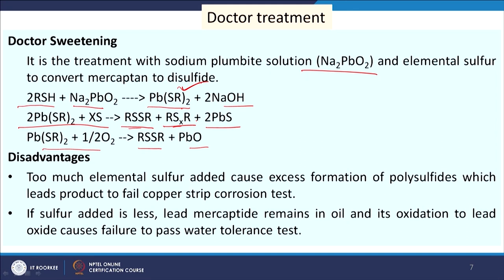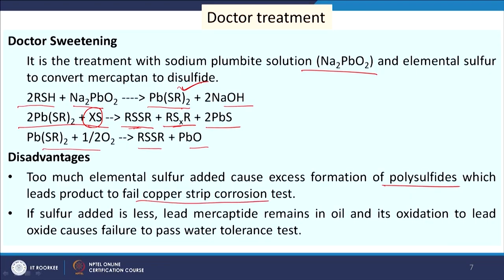Now, this process has some disadvantages. We are using excess sulphur, so if we make some mistake and more sulphur is added, then that sulphur will produce more polysulphides, which is not desirable in terms of the corrosive nature of the fuel. So, it may fail the copper strip corrosion test. And when more sulphur is used, then there will be more Pb(SR)2, and that can also be converted to PbO. That PbO conversion can be more, and more PbO will create another problem with the water tolerance test: the water tolerance will be reduced. So, these are the two major disadvantages of the Doctor process.